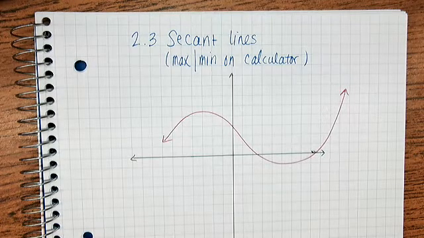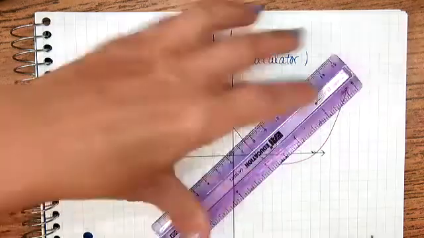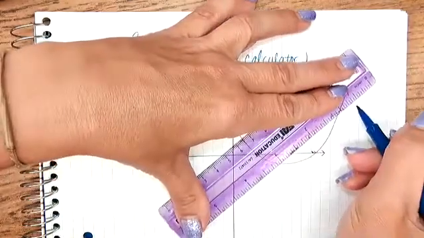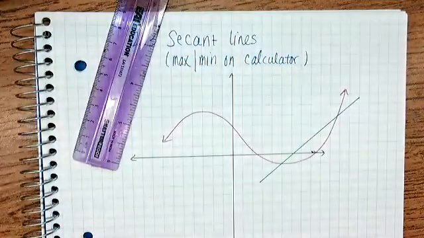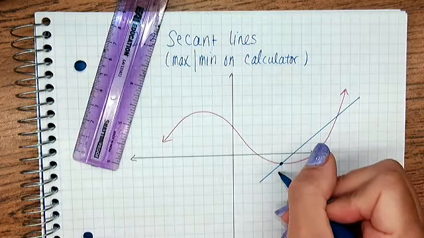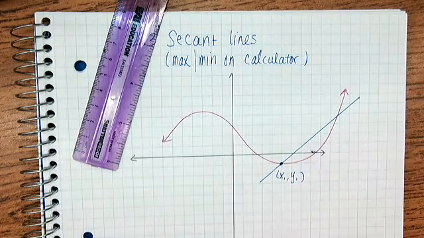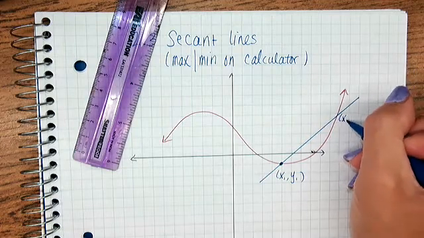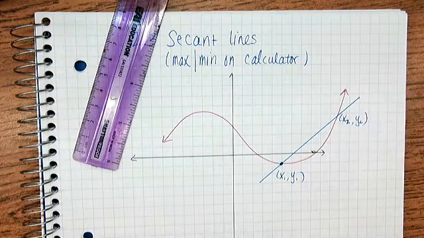Okay, a secant line is a line, as you know, that goes through a graph in 2 points. So I'm going to randomly draw a secant line. Okay, and 2 points on the secant line will be, here's x1, y1, and x2, y2. Oops, that's supposed to be a 2. Okay. We're going to talk about average rate of change.